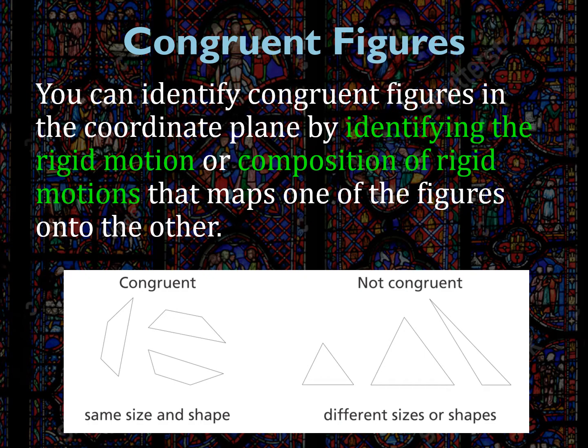So you can identify congruent figures in the coordinate plane by identifying the rigid motion or composition of rigid motions that maps one of the figures onto the other. So remember, a composition is two or more transformations. So you could have a translation, a reflection, a rotation, or some combination of those three.